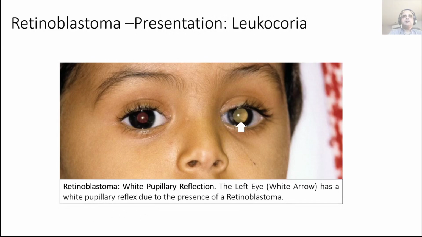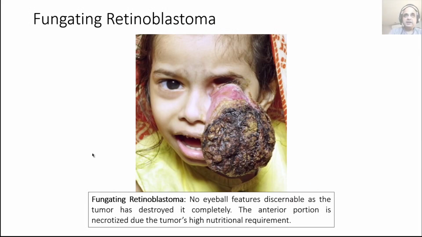So this is leukocoria. The right eye appears normal. The left eye has the characteristic white reflex that I keep talking about, and that is because of the calcium content of this tumor. This is a large fungating mass, and unfortunately it's destroyed all features of the eyeball, to be more precise. In fact, this tumor is growing so rapidly that it's killing itself. As you can see, the interior part of the tumor is all necrotic.